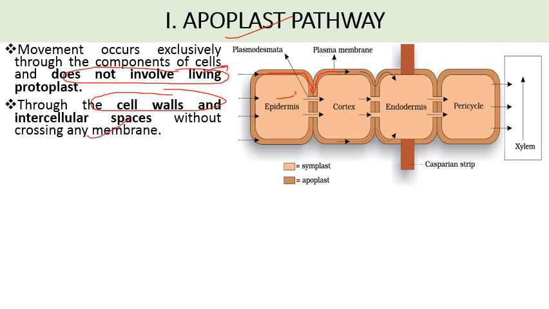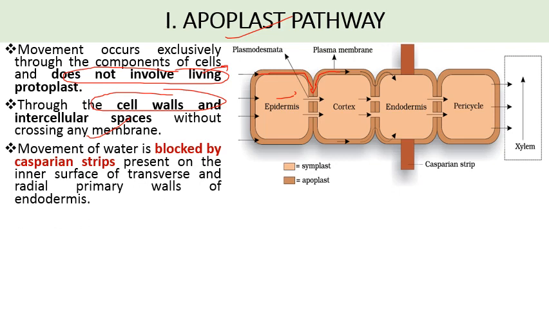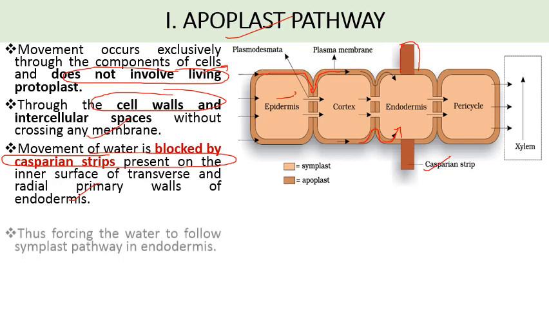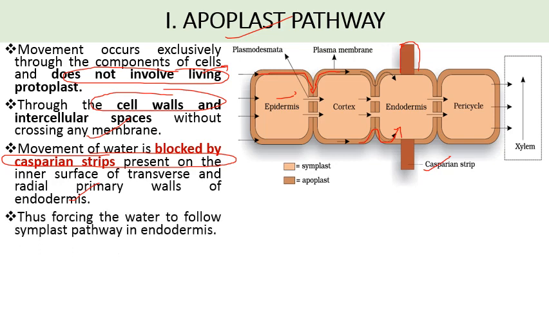And movement is blocked by Casparian strips which are present in the inner surface of transverse and radial primary walls of endodermis. तो एंडोडर्मिस में ये थिकनिंग्स प्रेजेंट होती है जिन्हें कहा जाता है कैस्पेरियन स्ट्रिप्स. ये इसके पाथ को यहाँ पे ब्लॉक करती है and this water has to enter inside the cell and cross the membrane, thus forcing the water to follow symplast pathway in the endodermis.